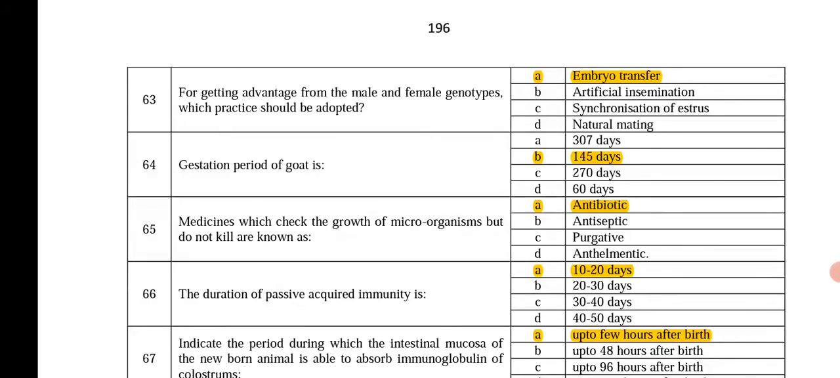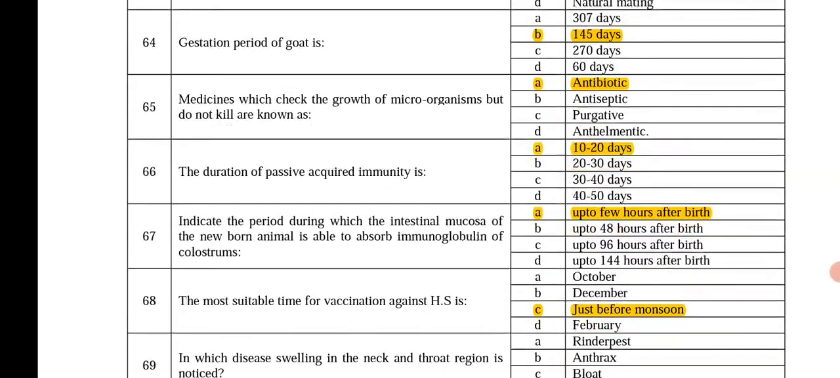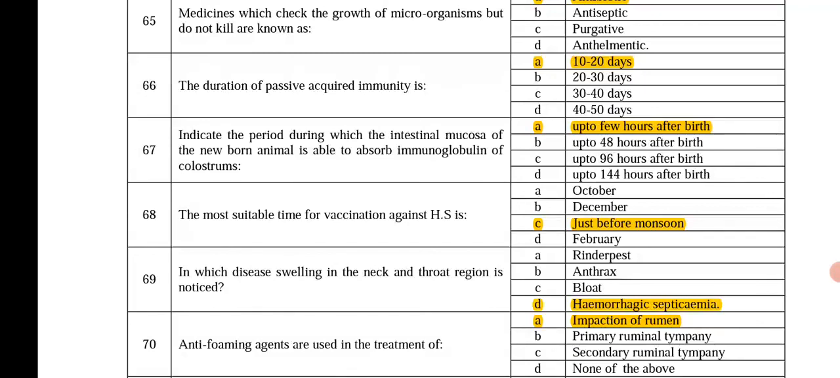Medicines which check the growth of microorganisms but do not kill are known as antibiotic. The duration of passive acquired immunity is 10 to 20 days. Indicate the period during which the intestinal mucosa of the newborn animal is able to absorb immunoglobulins of colostrum: up to a few hours after birth.